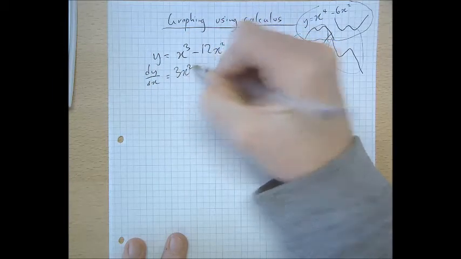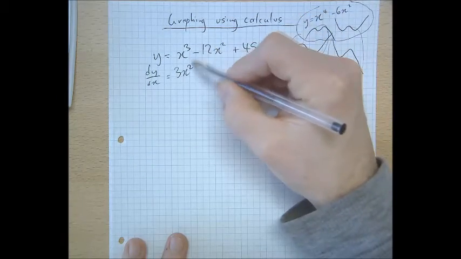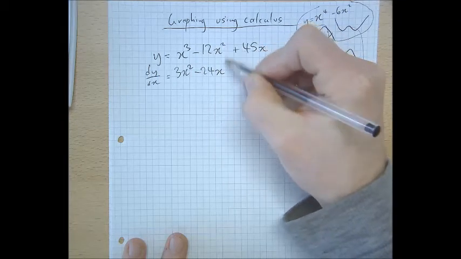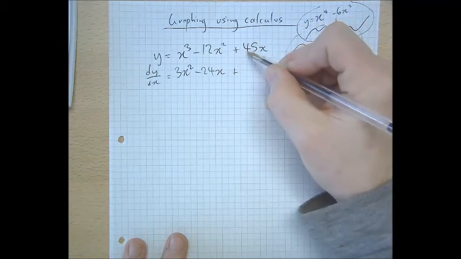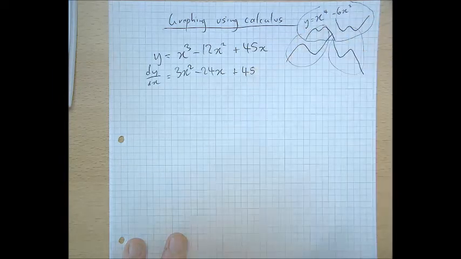Reduce that by 1, you get 2. That times that is 24. Reduce that by 1, you'll get a 1, which I'm not going to write. And if there was a 1 there, the 1 would times by the 45, leaving just a 45.